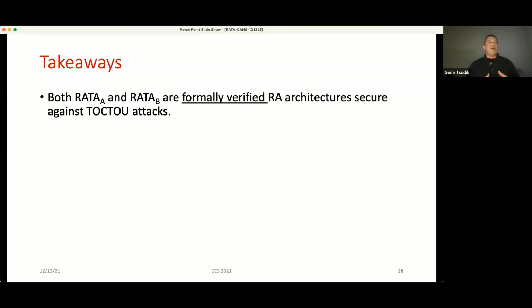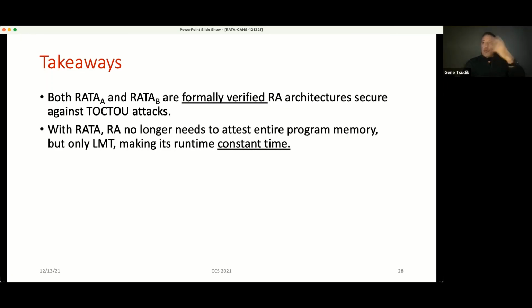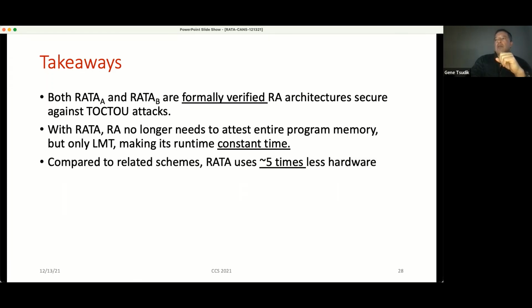These are formally verified remote attestation techniques that are provably secure against TOCTOU attacks, which has been an open problem in many contexts of security research. And armed with RATA, remote attestation does not need to take a lot of time, right? Its cost is no longer dependent on memory size, which is great. And it uses quite a minimal amount of extra hardware, which is also good.